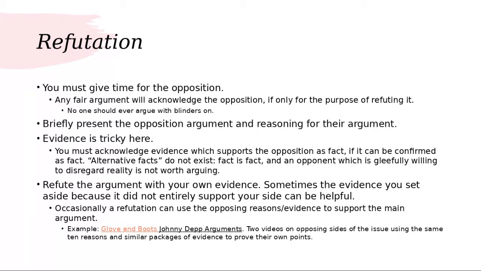Okay. The next thing here is going to be evidence, because what you're actually looking for is evidence that's going to prove them wrong. However, what you must acknowledge is evidence which supports the opposition as fact, if it can be confirmed as fact. If they're presenting facts that back up their side and they can be independently confirmed, then you have to acknowledge, okay, you have some factual data on your side. Maybe there's something else in your logic that's flawed about the situation that's making you feel this way when you really shouldn't be. One thing to remember, though: alternative facts do not exist.